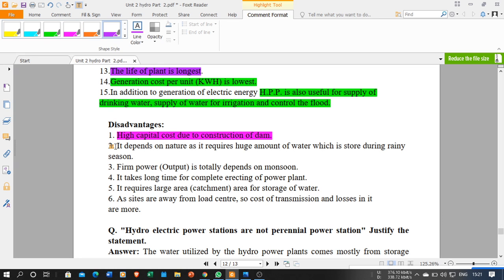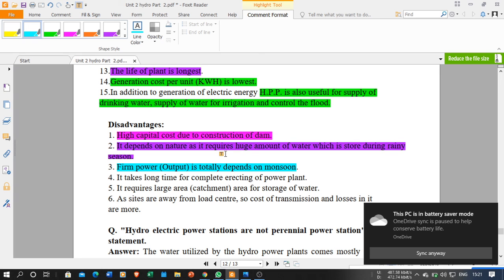So in some cases you are not reliable on this one, because every year the monsoon pattern will change, and if in some years there is not a proper monsoon, if the rain we need does not fall, then we are not able to store the water, and at that time we are not going to use my hydroelectric power plant to its full capacity. Firm power is totally dependent on monsoon. My output of this dam is totally dependent on the monsoon.